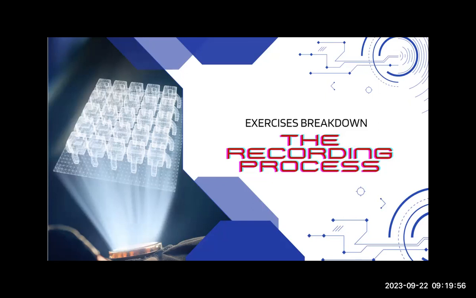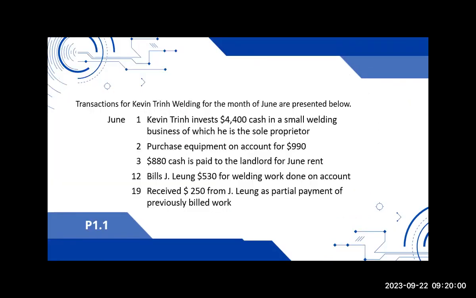For this, let's do an exercise breakdown, right? So for the next 10 minutes or 5 minutes, kindly write five journal entries using the Kevin Trin welding for the month of June. So basically this is just an exercise. So pang bonus points lang for participation. And then kindly submit it at the end, pero we'll discuss it naman.